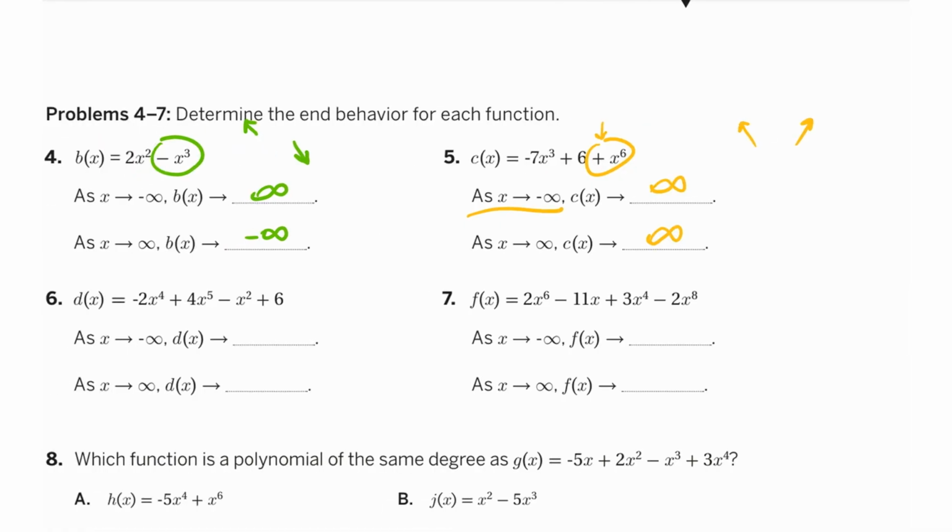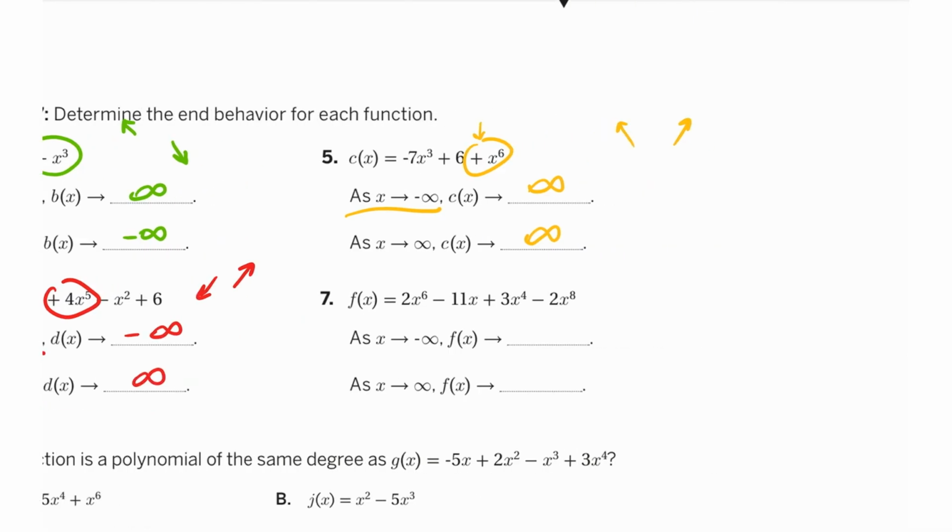For number 6, d of x, the highest exponent is 5, and the coefficient is positive, so the right side is pointing up. And since the exponent is odd, the left side is going to point down. So as x goes towards negative infinity, d of x goes towards negative infinity. As x goes towards positive infinity, d of x goes towards positive infinity.